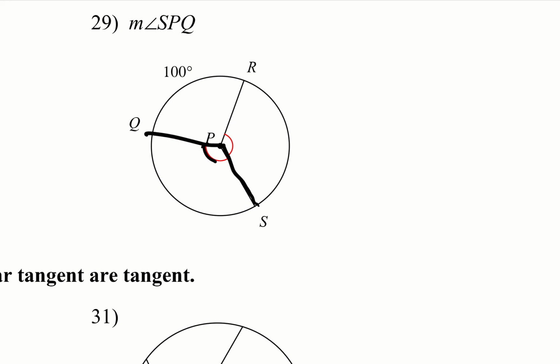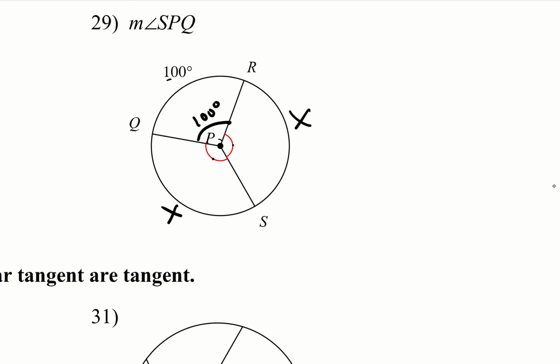So we want that angle, this angle here. So we know that this is 100 degrees, which means that this is 100 degrees. And they mentioned that these are the same length. These are the same angle measure. That's what these indicate. And so if I want to get SPQ, well, let's call this X.